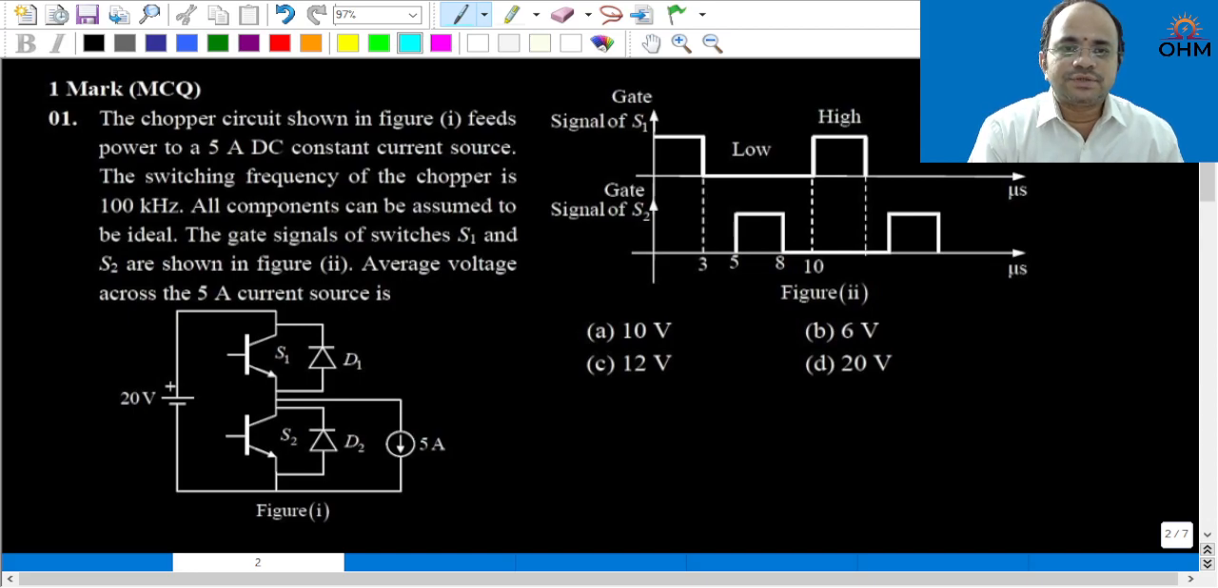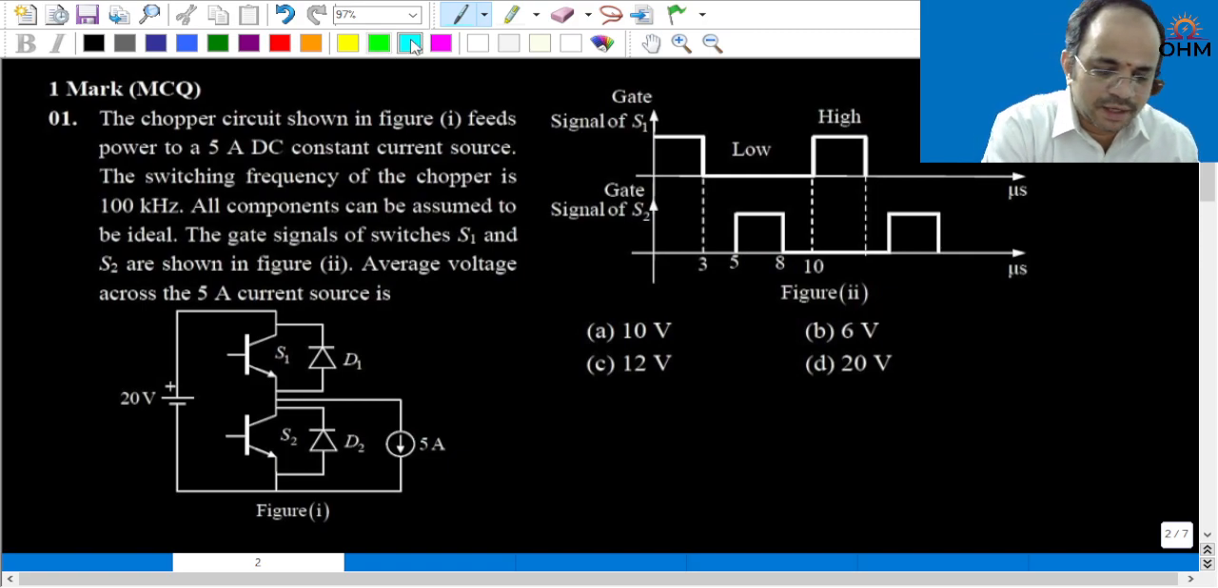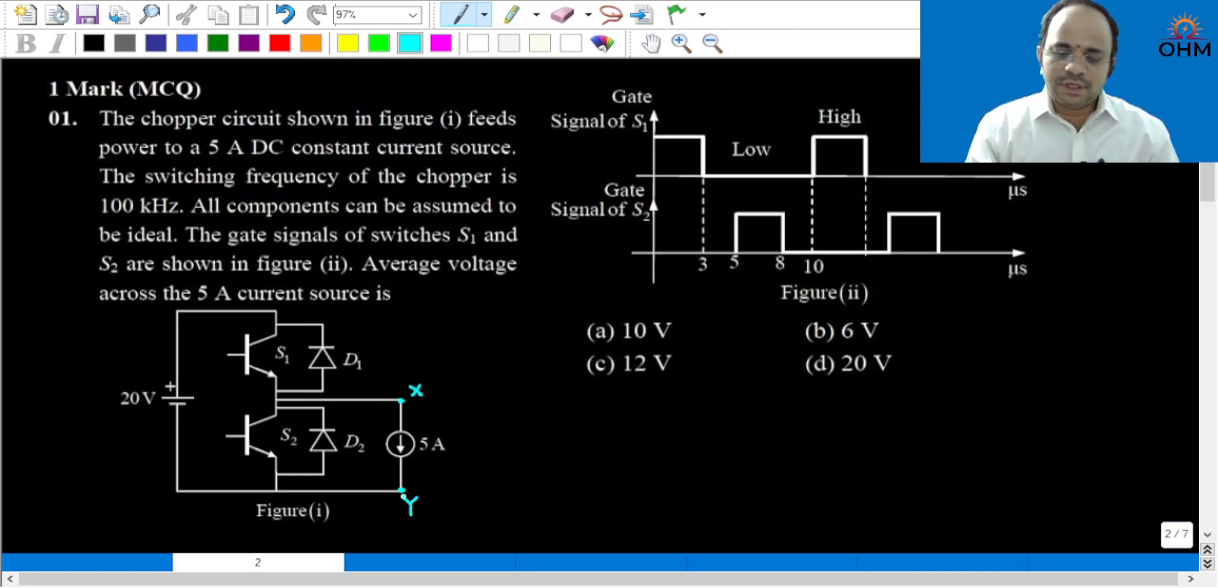The gate signals of the switches S1 and S2 are also shown in the figure. Now the question is, what is the average voltage across that 5 ampere current source? Now, for example, if I consider this load terminals as X and Y. We are also given the switching signal waveforms for S1 and S2. From these waveforms broadly we can understand from 0 to 3 microsecond S1 is turned on and 5 to 8 microsecond S2 is turned on.